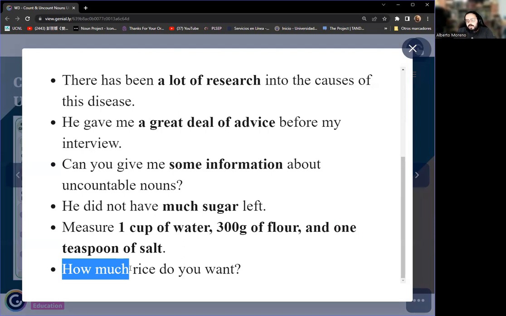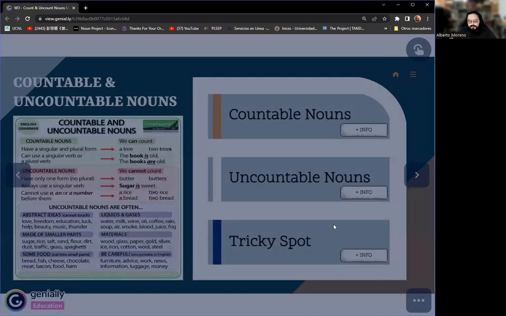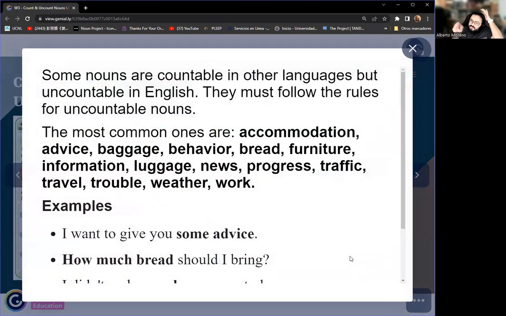En español solo es una, cuánto o cuántos. Pero en inglés, how many contables, how much no contables. ¿Ok? Ahora, existen algunos puntos con los que se pueden confundir. Y esto es debido a que, por ejemplo, en español, muchos de los sustantivos que usamos son contables, pero en inglés no lo son. No son contables.